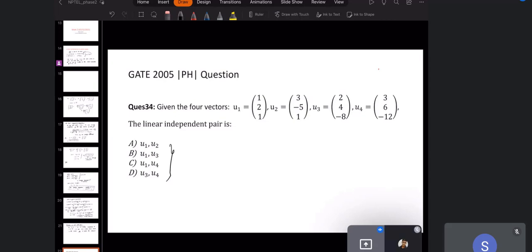Okay, so slight correction. The question is you have to find the linearly dependent pair. Sorry for the typo. There was a typo. So you have to find which one of these four pairs is linearly dependent.